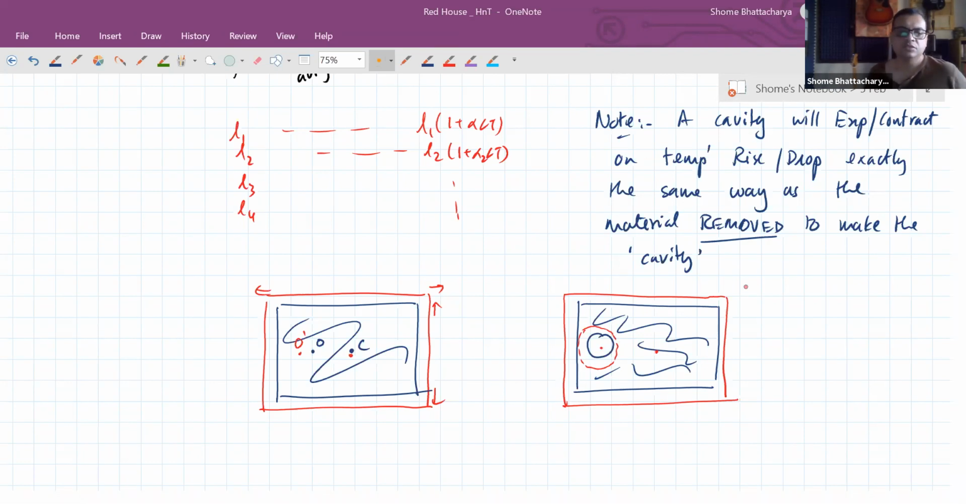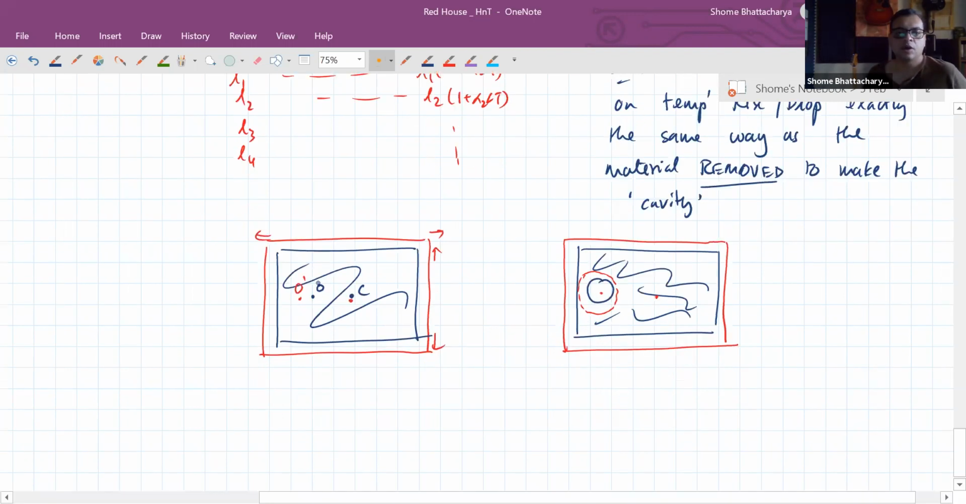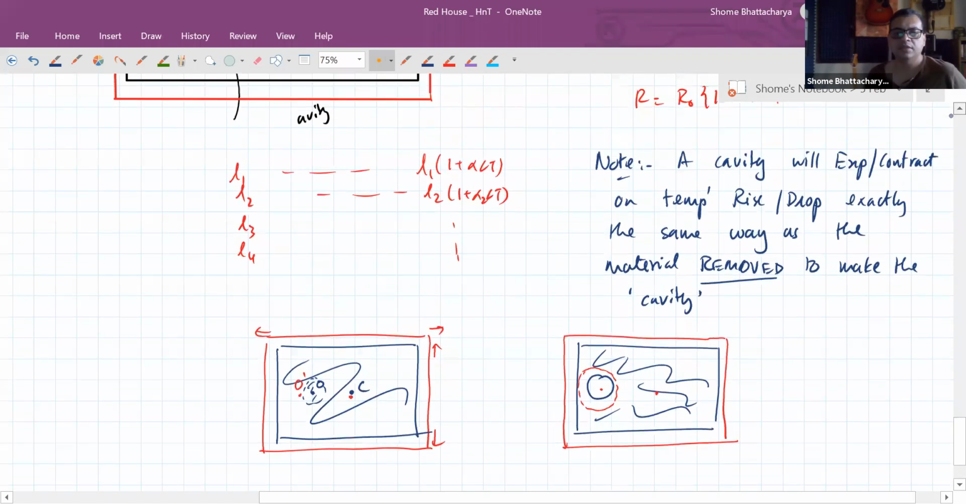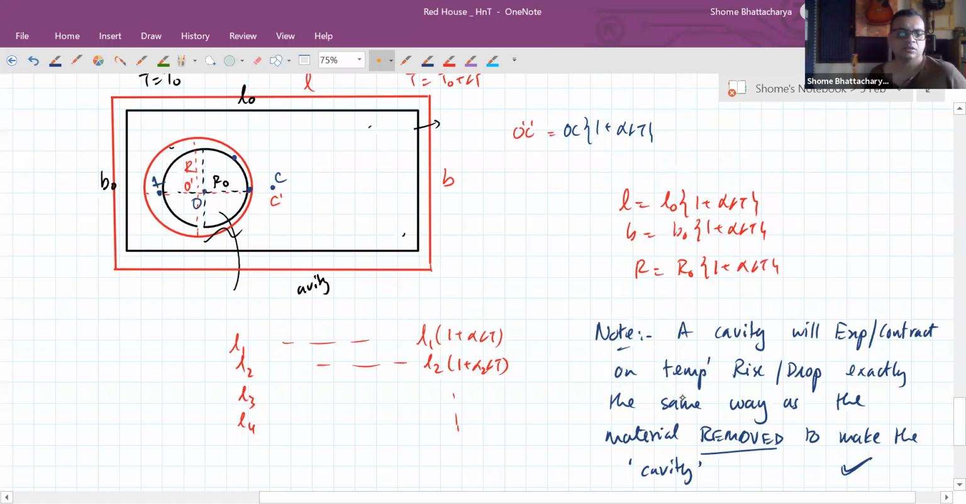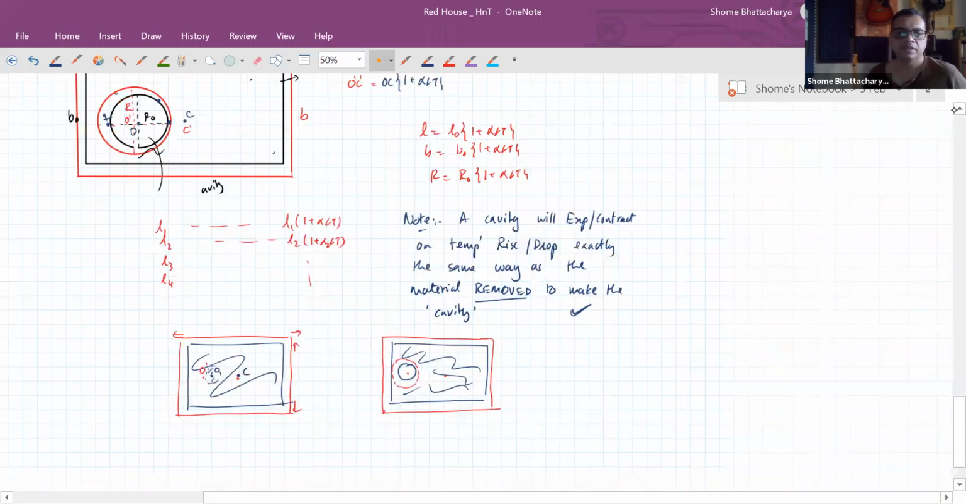You just visualize that you have cut out a metallic disc from here. So how that metallic disc would have behaved in the original thing? Instead of a cavity, if you just colored this metallic disc here, then that color would have expanded to this new position here. So just like that, that cavity will also behave. That is what this statement here means. If you just remember this statement, you will not have difficulty applying the concept in this type of question where there's a cavity involved.